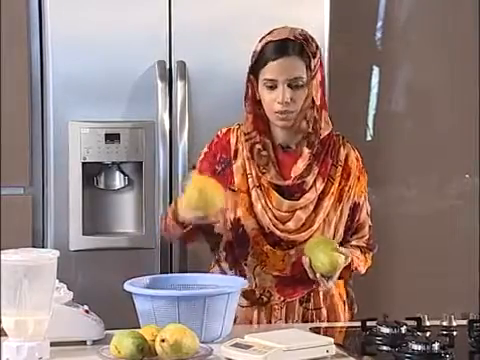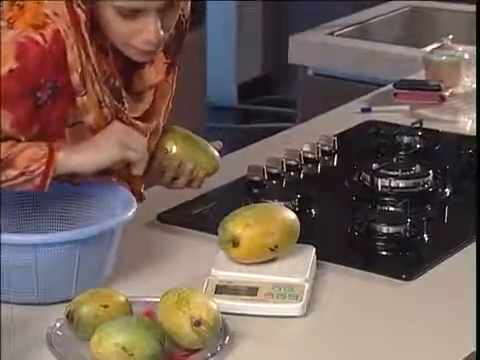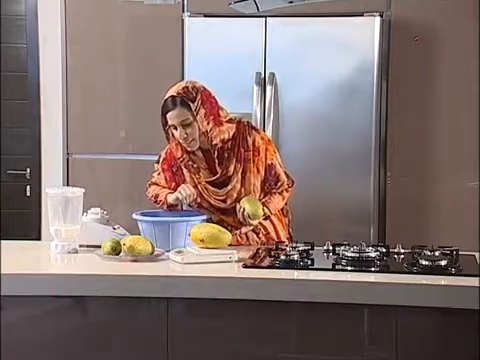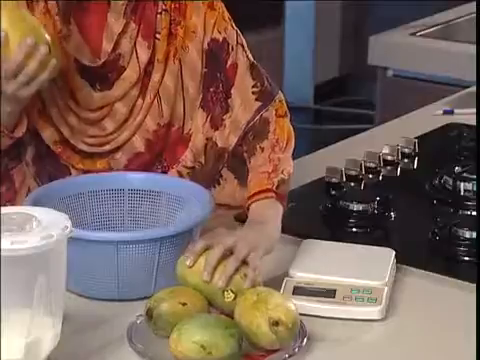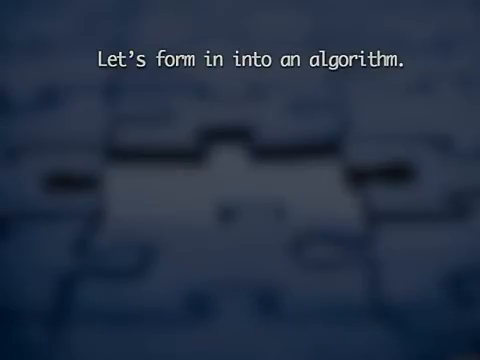Let's take the last one. It has a mass of 675 grams. Now 675 is greater than 548, so this one is the bigger one. So I can say it is not only the bigger, it is the biggest mango. This way we have found out which is the biggest mango out of this basket, but how can we write the code for this? Let's form it into an algorithm.